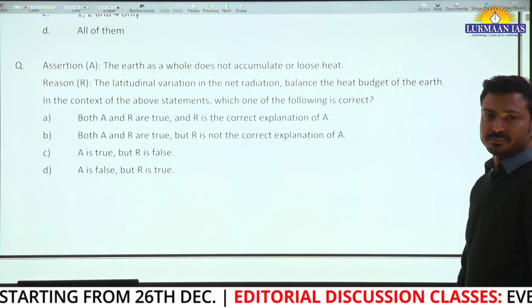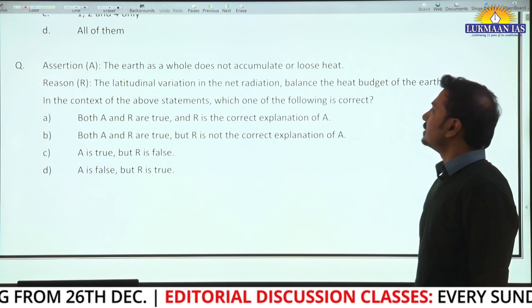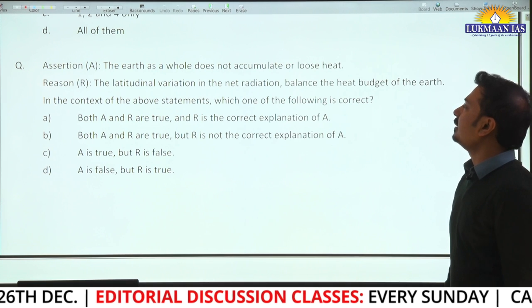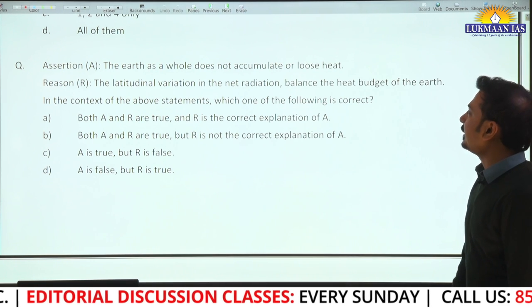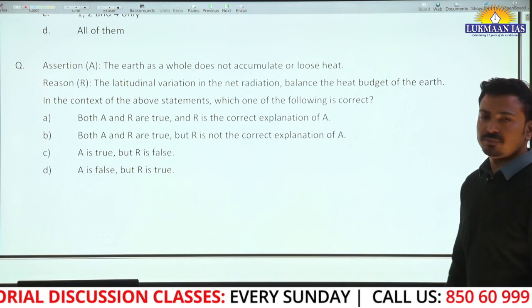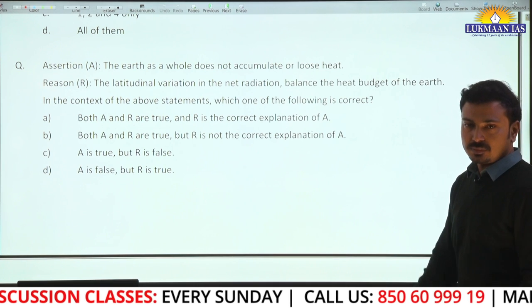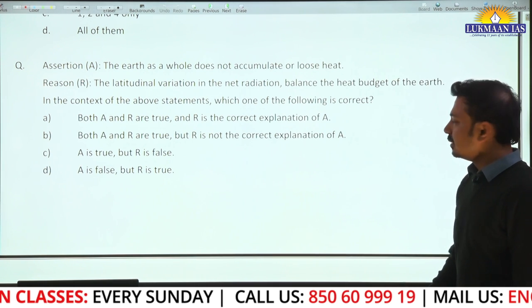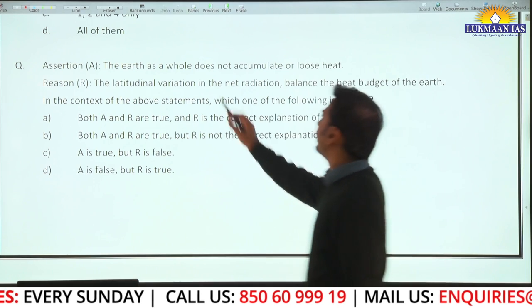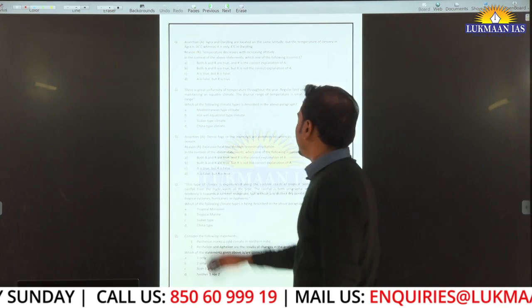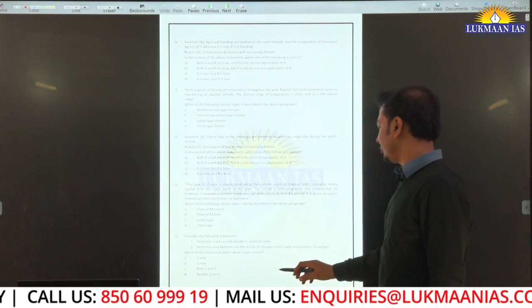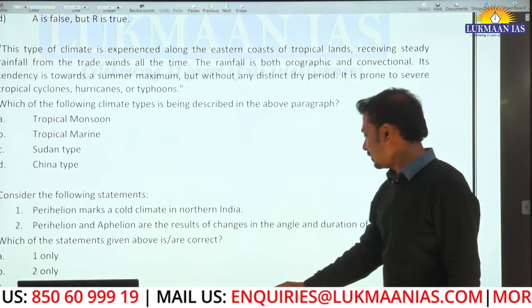A. Yes, the earth as a whole does not accumulate or lose heat. The latitudinal variation in the net radiation balances the heat budget of the earth. True? And both reason and assertion, yes, that is true. Okay. There are more questions too. Come on. You are getting a lot of practice.